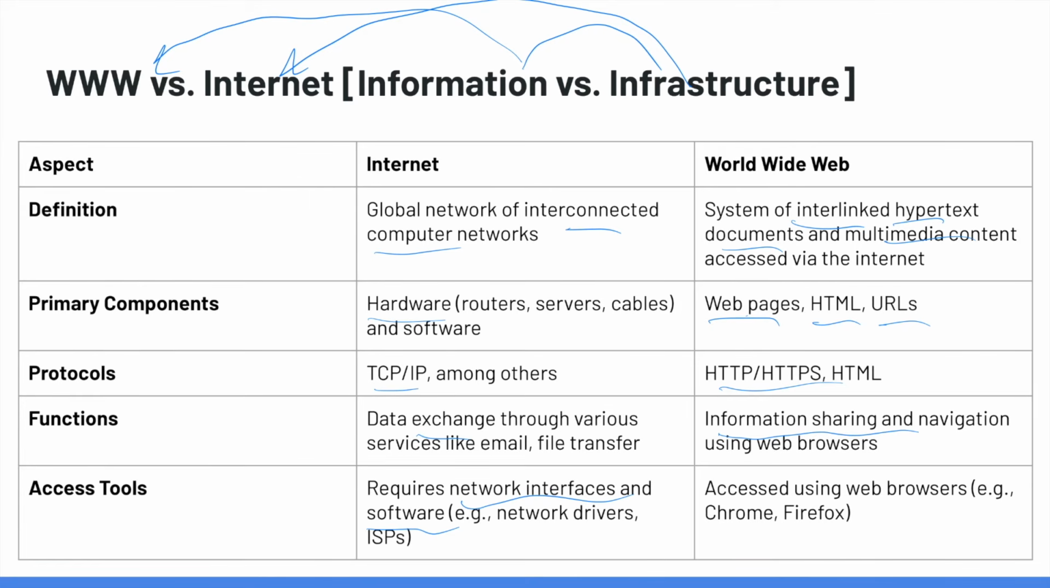So network devices, routers, cables, switches, just anything that enables us to create a network that we can then connect to the internet, or that allows for ISPs or internet service providers to work. Those are what we could consider to be access tools for the internet. Versus the World Wide Web, it's much simpler. We're just using web browsers like Chrome, Firefox, etc.